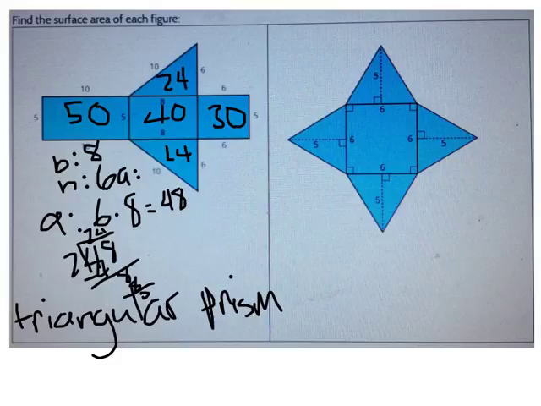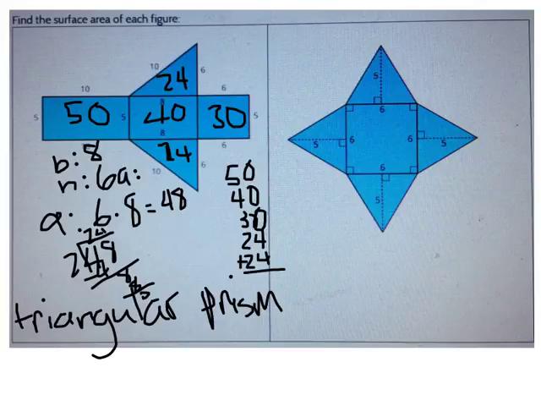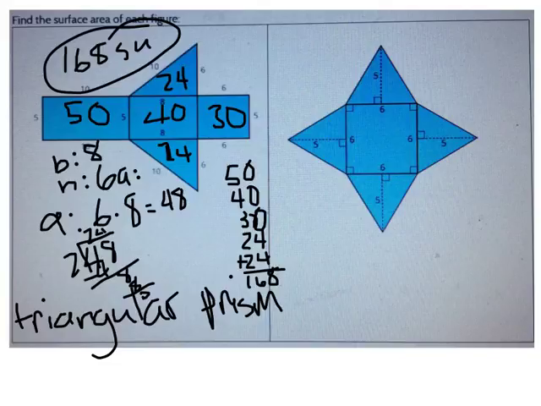Now I can add up all of those faces to find the total surface area. What's the total surface area if I add 50, 40, 30, 24, and 24? The total surface area is 168 square units.